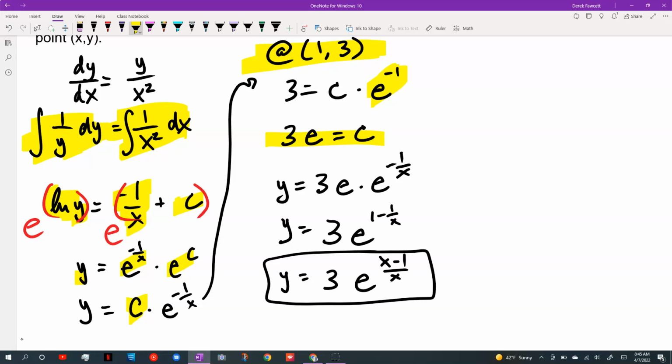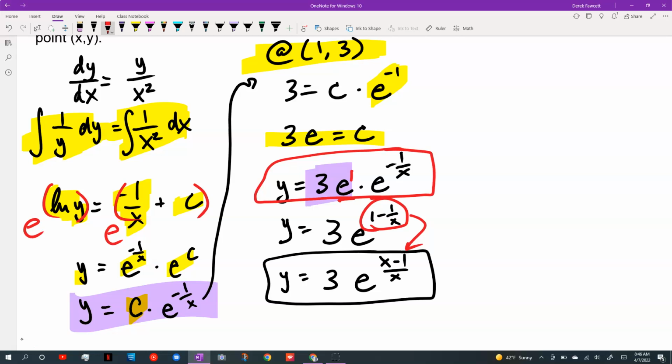And when we plug it back in, we're going to come back to here, and we're going to plug 3e in there for c. Now we could stop there, but looking at the e's, they can be simplified a little bit further. When you have the same bases multiplying, you add the exponents, so 1 minus 1 over x, and you can re-simplify this to x minus 1 over x. So you could have stopped back here, that would have been just fine, but going a little bit further to make it simpler would give you y is equal to 3e to the x minus 1 over x power.